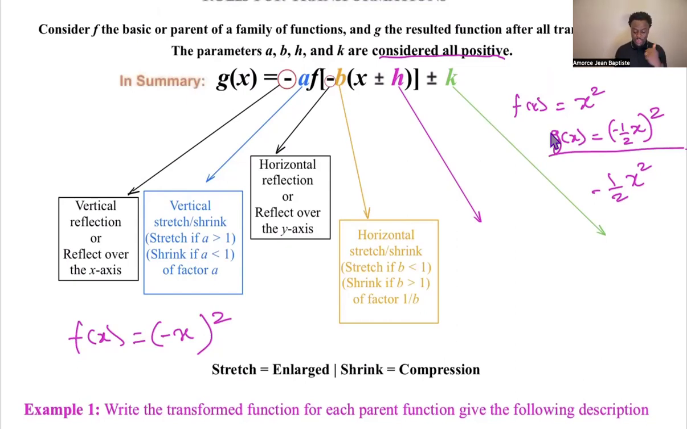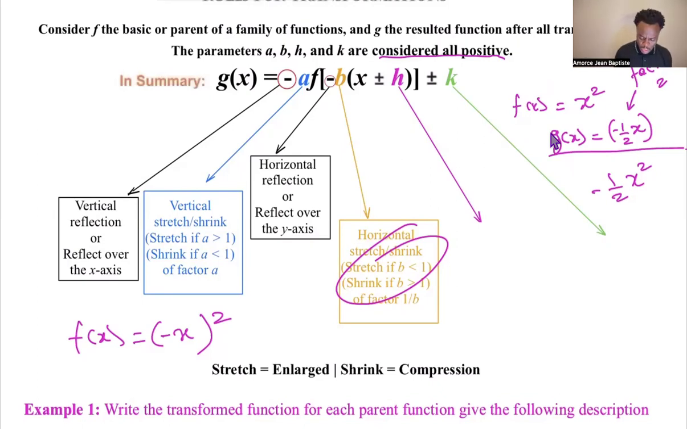And then the factor will be 1 over 1/2, or just 2. So that's the reciprocal of 1/2, which is just 2. Because the factor for a horizontal stretch or shrink should be 1 over that value. So the factor here is 2, because you reverse the 1/2 coefficient. When B is greater than 1, you take 1 over B to get the factor.